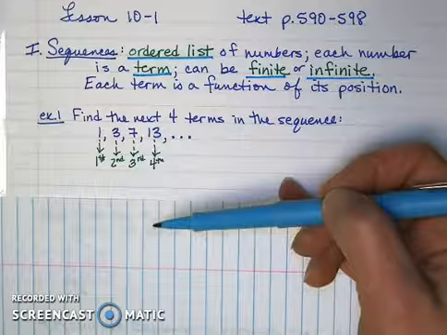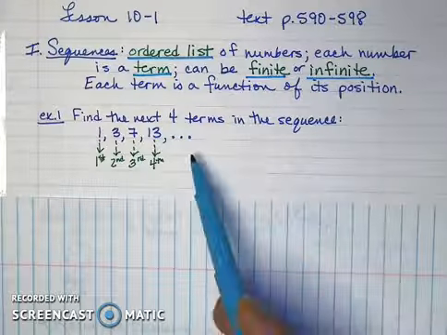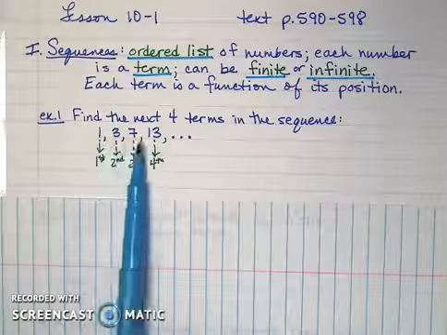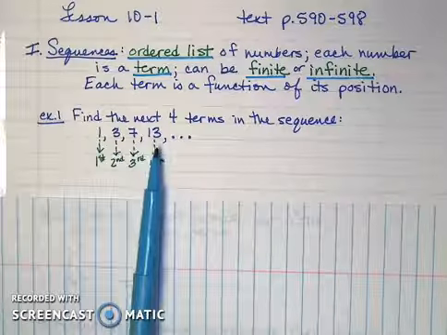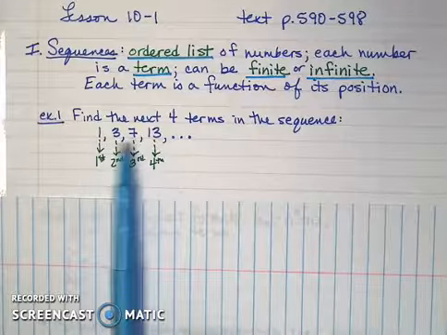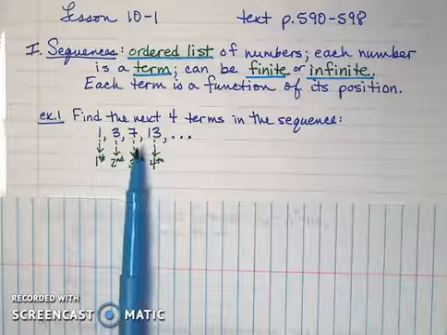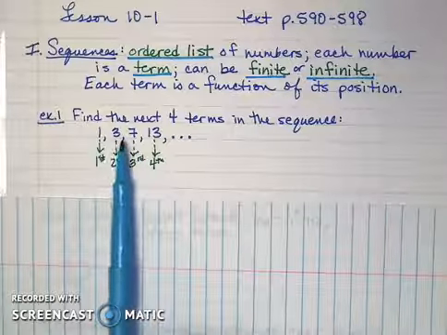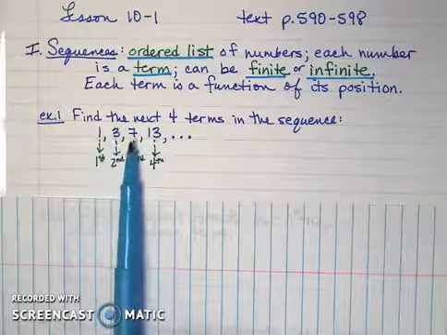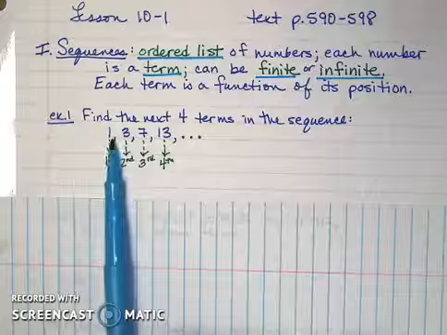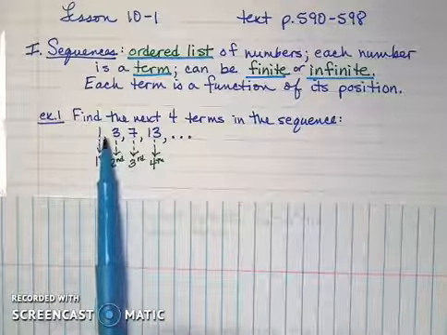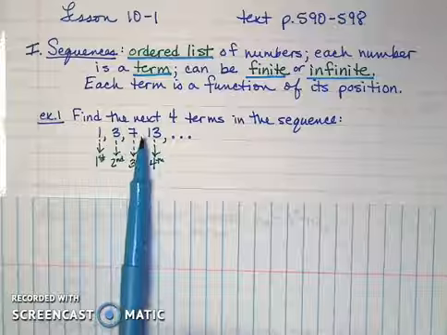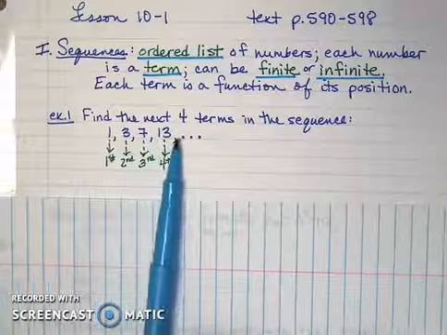Let's do this example. If I'd like you to find the next 4 terms in this sequence of 1, 3, 7, and 13, you have to look for how they are related. I usually look to see the difference between them initially, and then sometimes you can multiply different factors between them. If I notice, I go from 1 to 3, I added 2, I added 4, I added 6, I bet the next one I'm going to add 8.